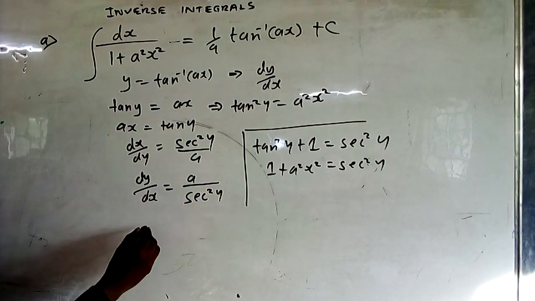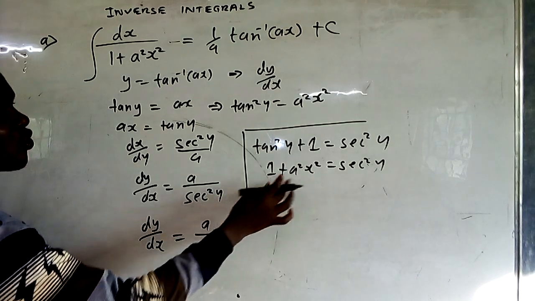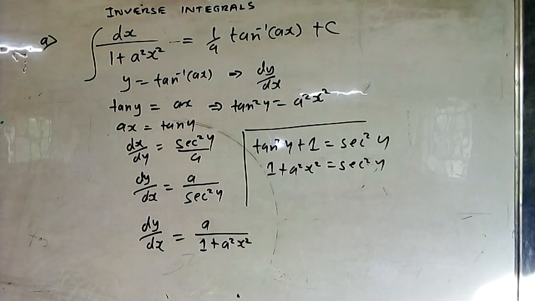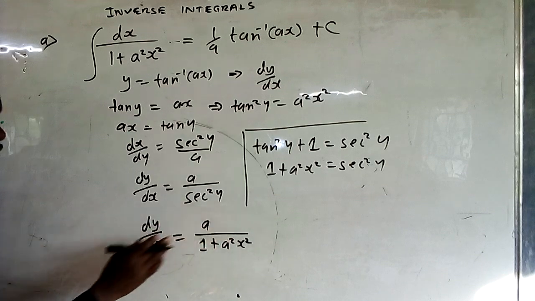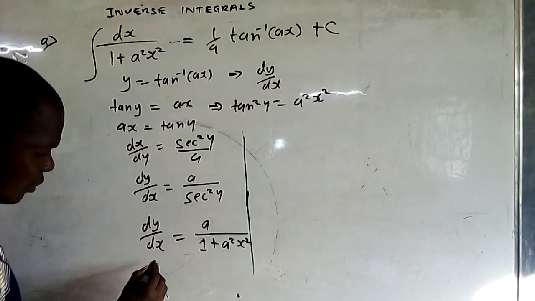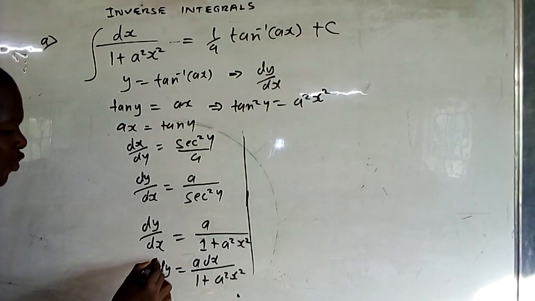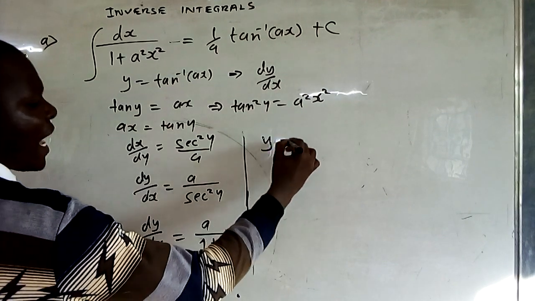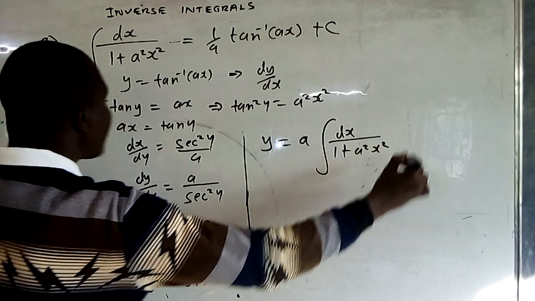So if you substitute that, what do you get? dy over dx is equal to a over sec squared y, which we found to be 1 plus a squared x squared. So from there, you take the dx to the other side of the equation. So you get dy is equal to a dx over 1 plus a squared x squared. Then you put the integral on both sides of the equation. If you integrate dy, you remain with y, equal to a, which is a constant, so you take it outside, then we have the integral of dx over 1 plus a squared x squared.